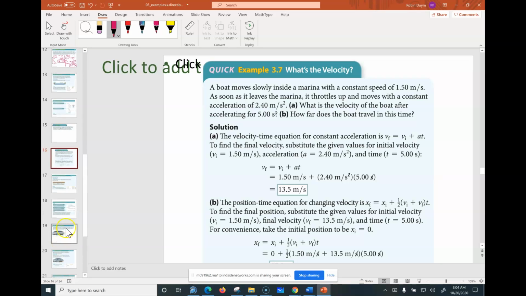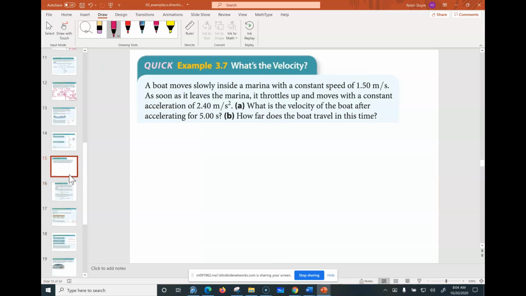Oh, maybe 3. Here's our example. So we've got this boat. It's kind of cruising around in the marina. Anyone who's ever been on a boat, you know, you have to keep a low speed. But then as soon as you exit that marina, you can hit the throttle and go faster. So that's what's happening here. So we're going to count the time as soon as he exits as our starting point. That's when he's going to start to speed up. It gives us an acceleration. We want to know what is the velocity after he hits the throttle for 5 seconds.